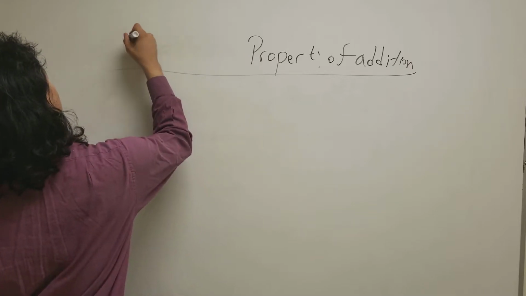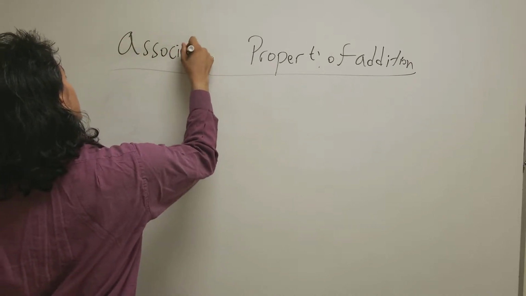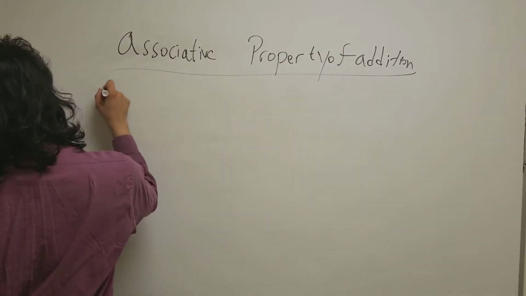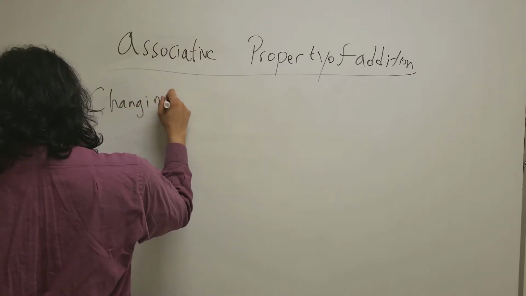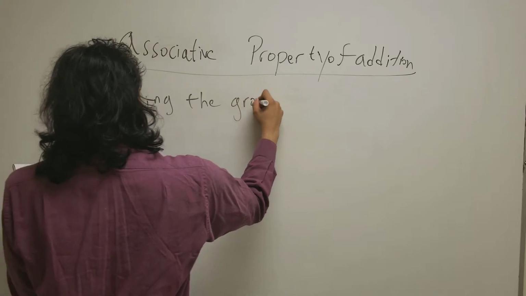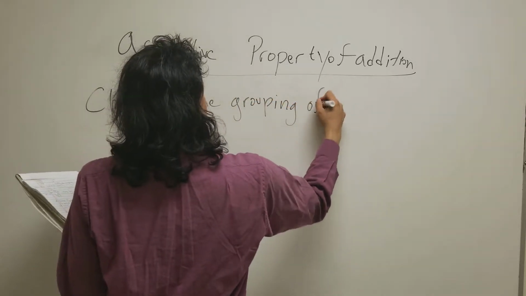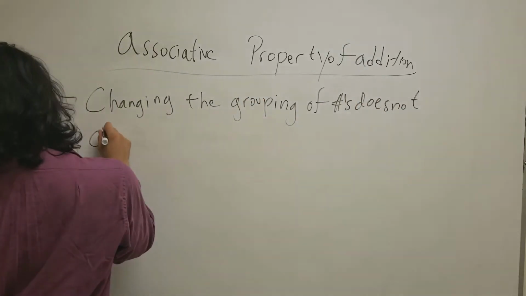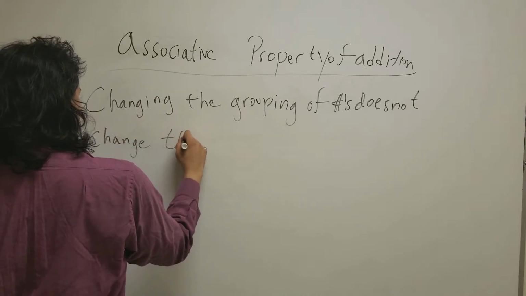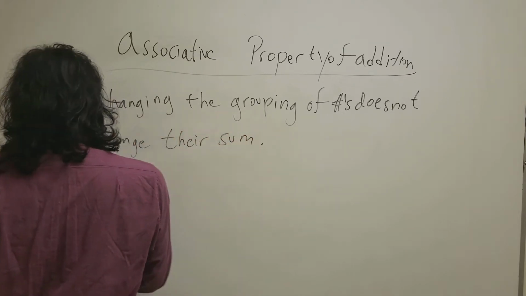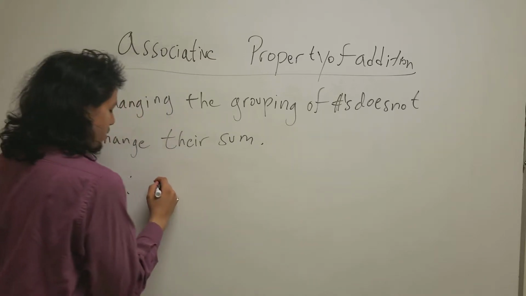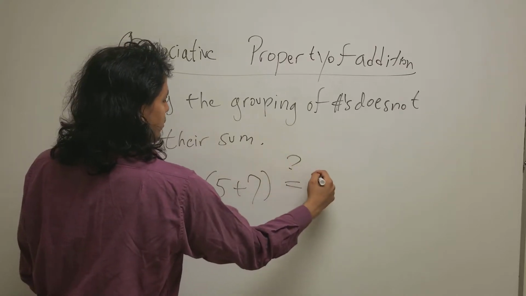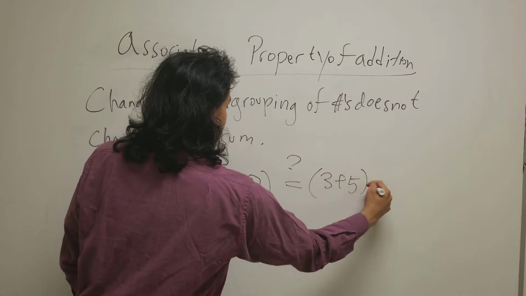So this would just simply state associative property of addition. So what does that state? It states changing the grouping of numbers does not change their sum. What does that mean? Alright, so if I say 3 plus 5 plus 7, and I ask you, is that equal to 3 plus 5 plus 7?